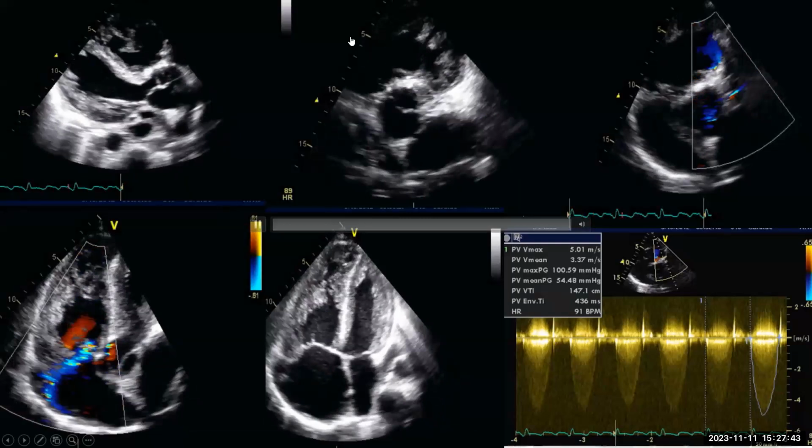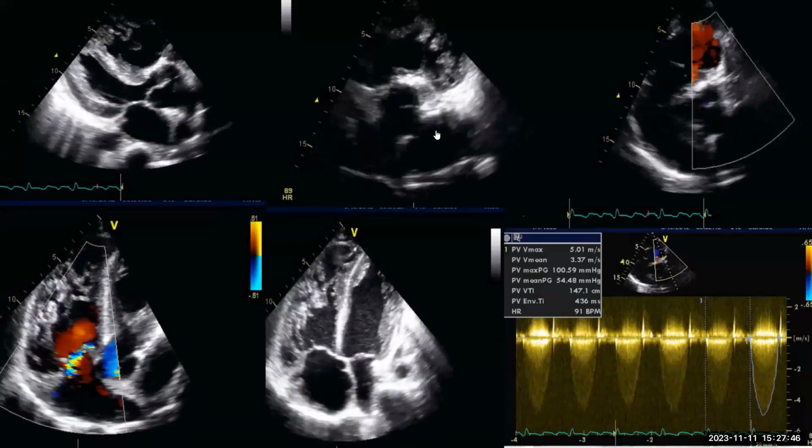Let's see the answer now. TGA? No, not TGA. Gerbode defect? All of these findings and you went to Gerbode defect. This is Gerbode, spelled with a G, not a J.